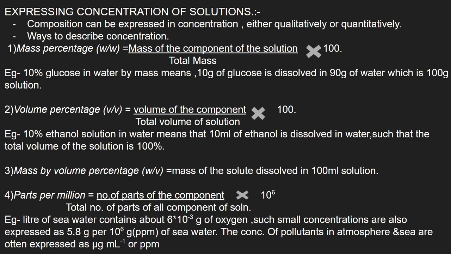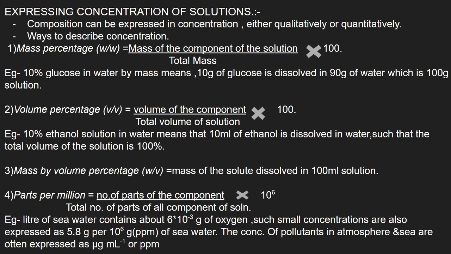So here, number of parts of the component divided by total number of parts of the solution, like that particular part divided by the entire solution. So for example, 1 liter of sea water contains about 6 into 10 raised to minus 3 gram of oxygen. Now imagine that sea water is containing 6 into 10 raised to minus 3 gram of oxygen, which is very minute.